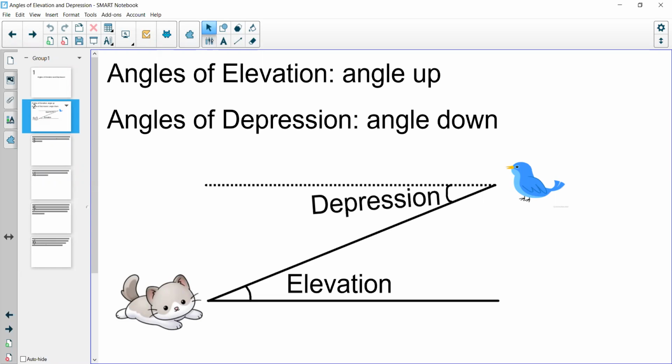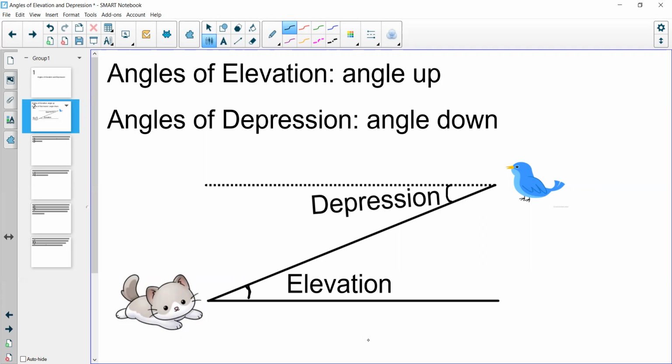So take, for example, this cute little kitten here. This cat is looking up, so its angle that it's looking at that bird at is an angle of elevation. So when they tell you about an angle of elevation, then that's going from the sight level up. So if we had an angle of elevation of 25 degrees, this angle here would be 25 degrees. If it was an angle of elevation of 70 degrees, then this would be 70 degrees. But that's kind of how that angle of elevation works there.